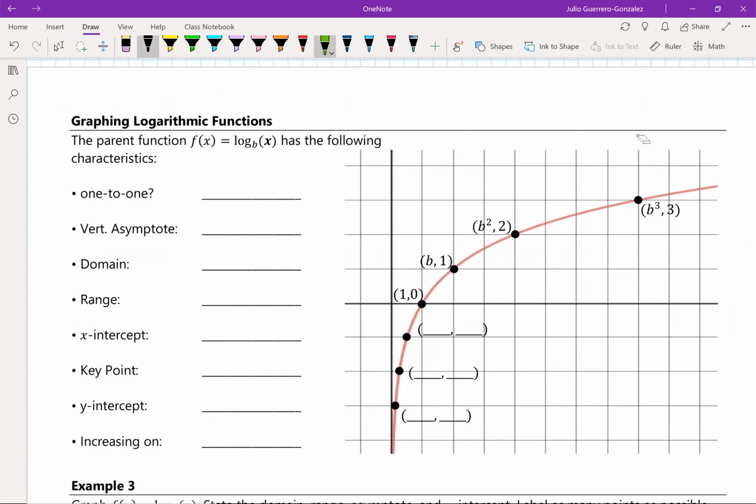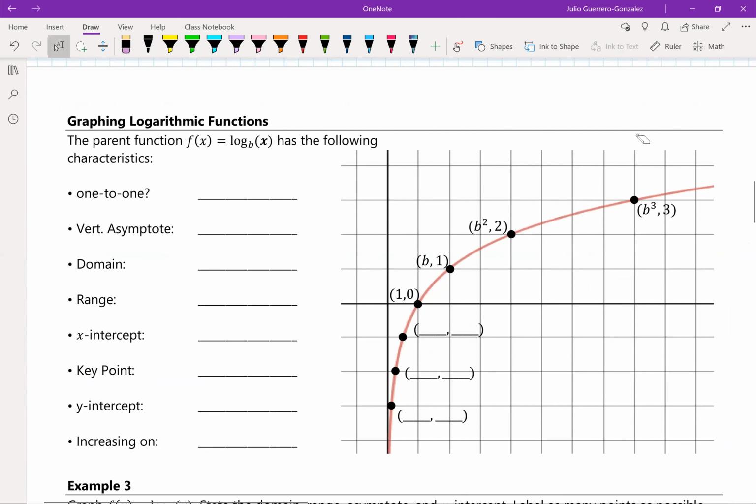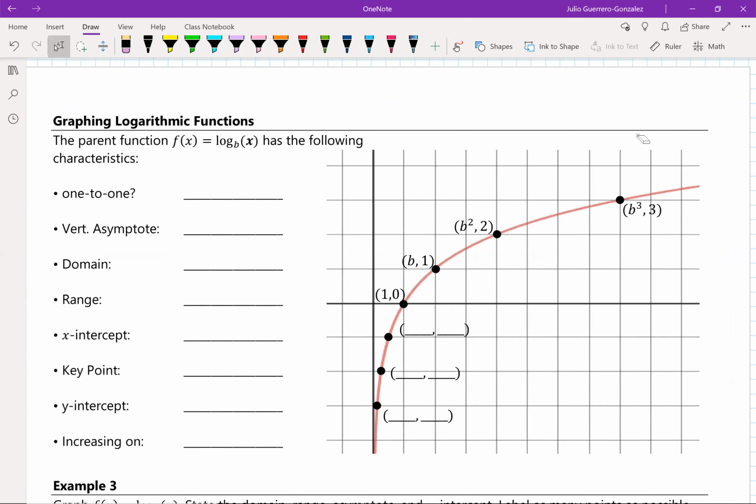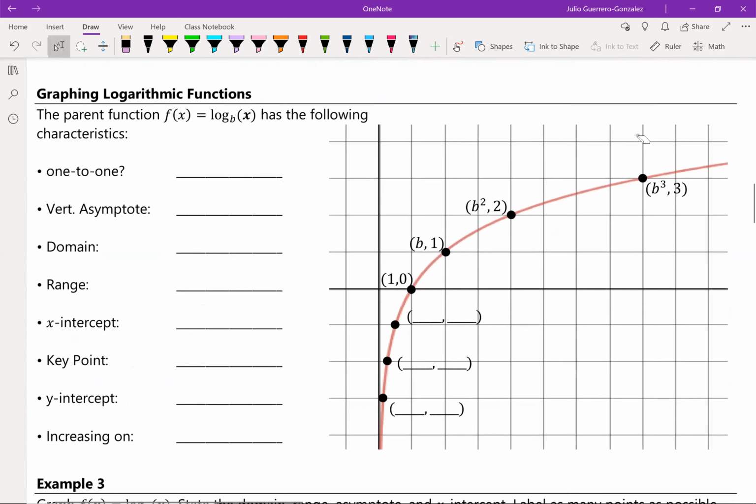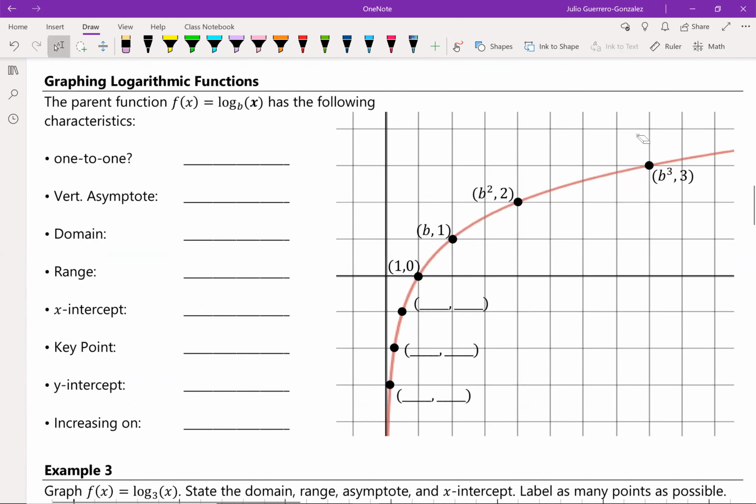So what I want to do now is I want to present to you guys formally what a logarithmic function would look like. Okay. There's a bunch of stuff that we've already covered that is satisfied by the logarithmic function. Okay. So first of all, is it 1-to-1?